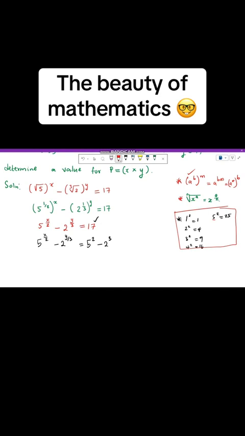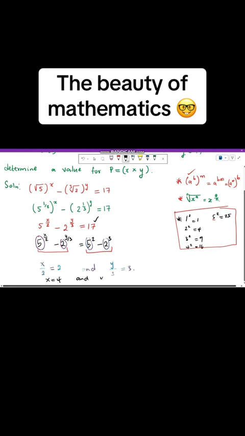So from here we can see that these two quantities are equal because of the equals sign. So if 5 is equal to 5 and 2 is equal to 2, this implies that x over 2 should be equal to 2, and y over 3 should be equal to 3. Then by using cross multiplication, x should be 4 and your y should be 9.